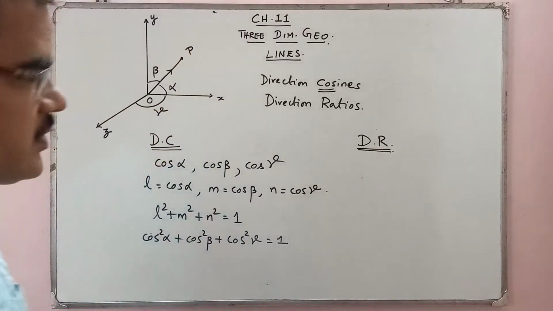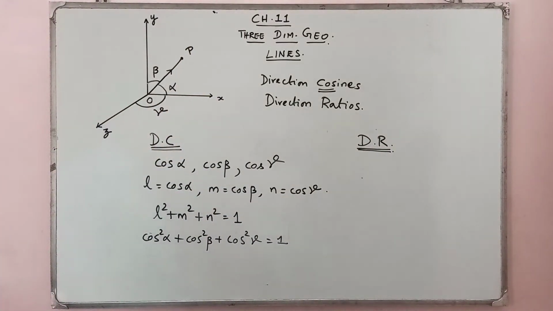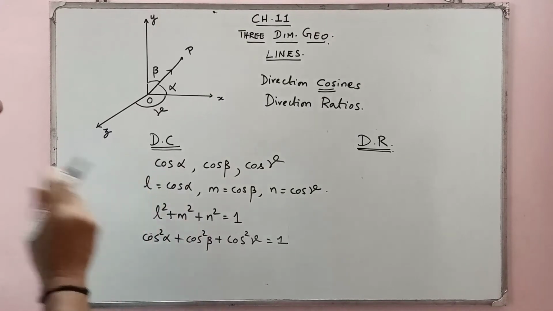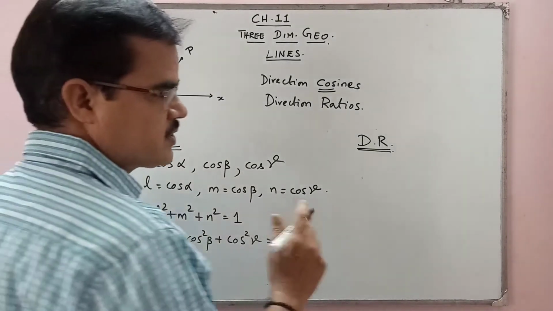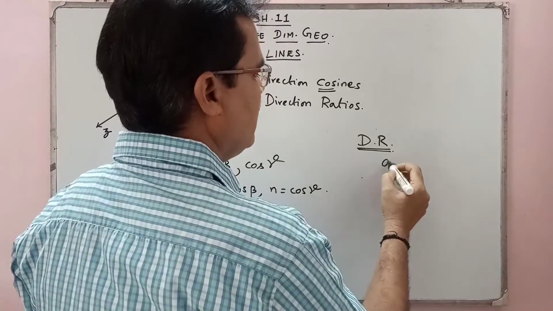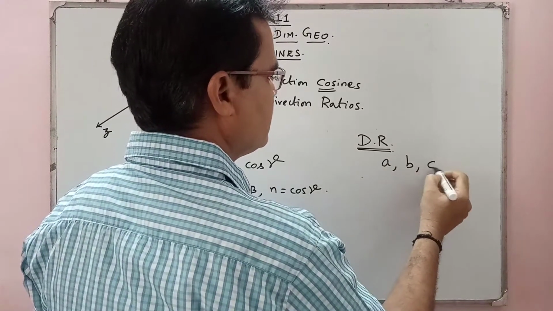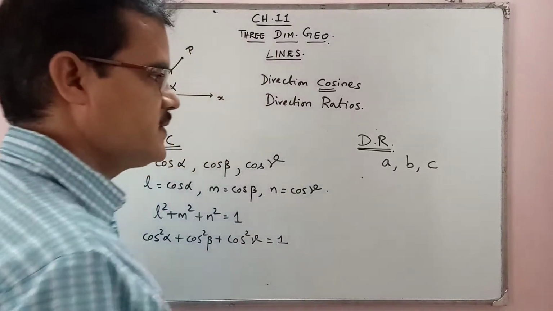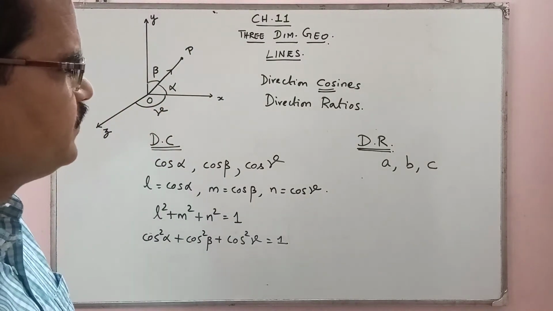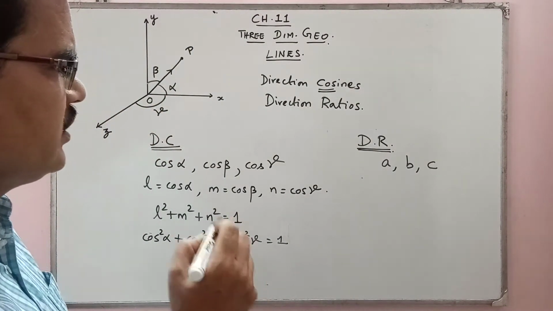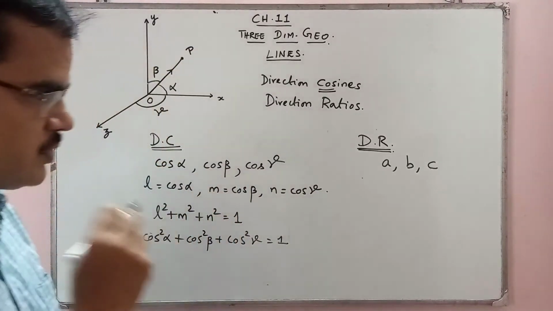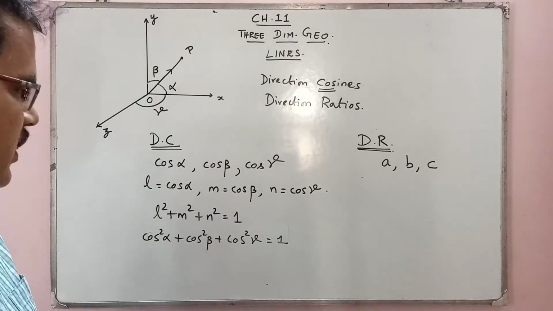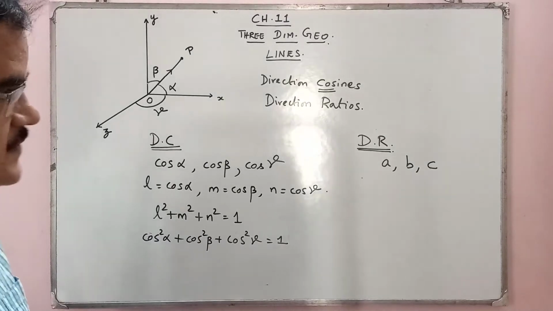Now, what are direction ratios? Direction ratios are sometimes called direction numbers. They are proportional to the direction cosines. Direction ratios are referred to with the letters A, B and C. Now, with the direction ratios, how do we find direction cosines? If direction ratios are given, how will you find direction cosines?